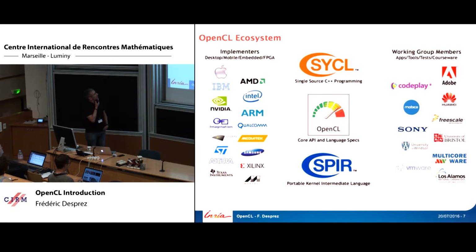So the OpenCL ecosystem is quite large now. The manufacturers of processors are here: ARM, IBM, Intel, AMD, and other ones. Even people building FPGA platforms, for Altera for example, they all support OpenCL. And you have working group members for some specific applications, tools, or test software.